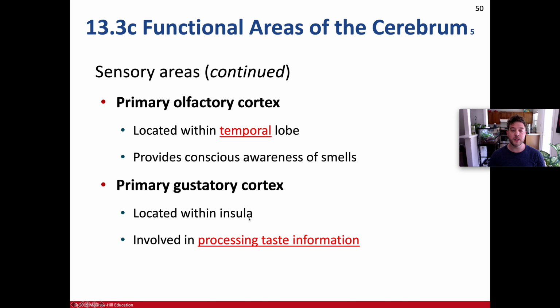The primary olfactory cortex is also located within the temporal lobe, providing conscious awareness of smells, and the primary gustatory cortex involves taste information. There may be association areas that we're going to learn with these, we just don't know them yet, or we're not going into them. But these are the last two.